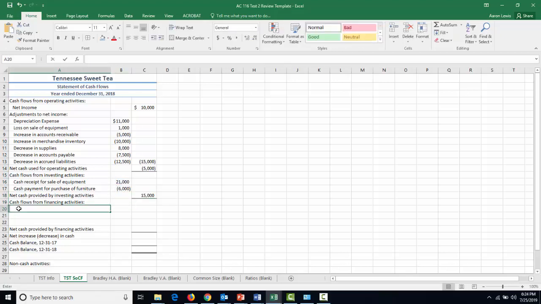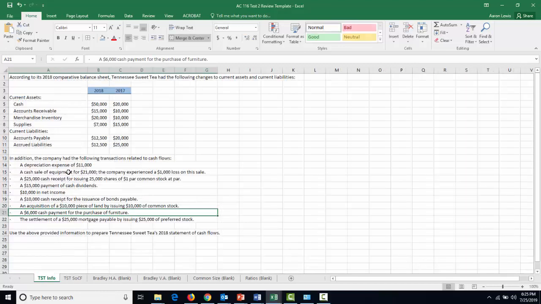Now on to our financing activities. We're going to have, to start with, anything that has to deal with long-term liabilities or equity issuance. So as we go through our list, we have a cash receipt from the issuance of common stock. That for sure is going to go on there. It's equity. Payment of cash dividends. That is a cost associated with equity, so that has to go in there.